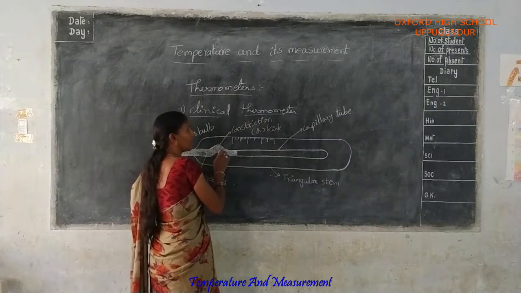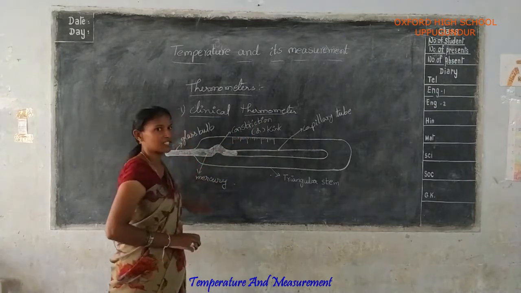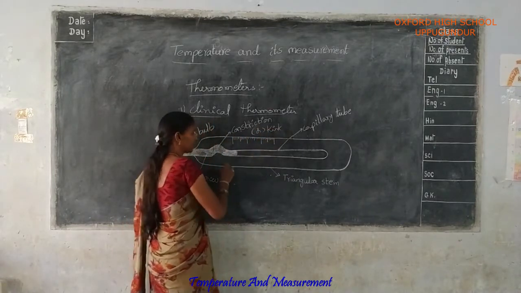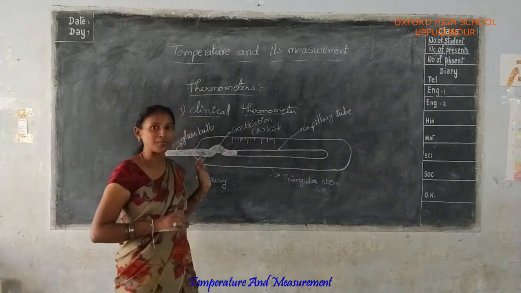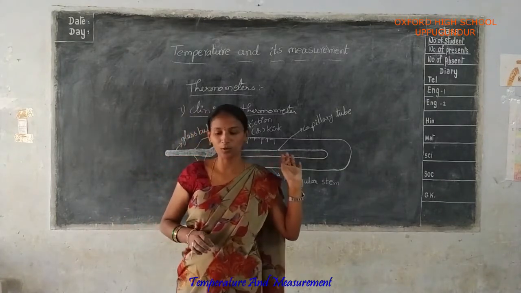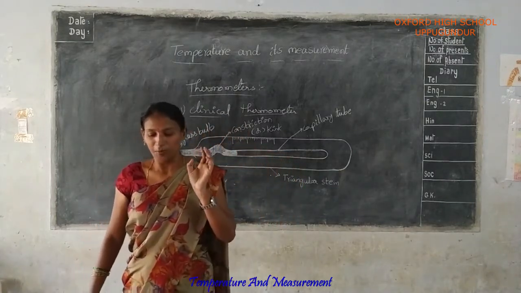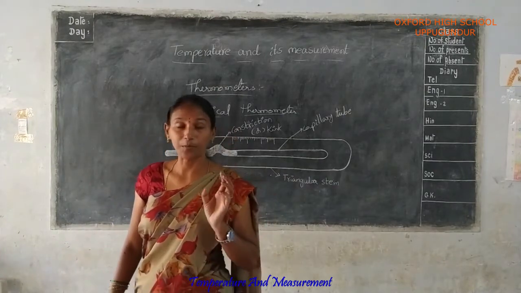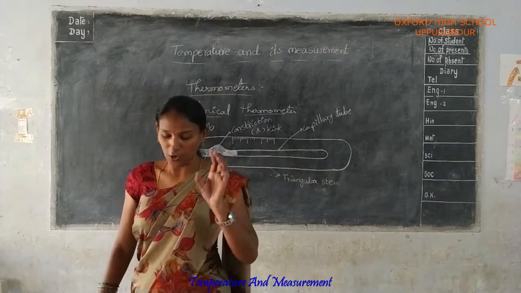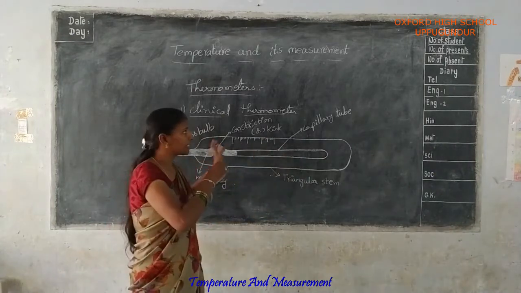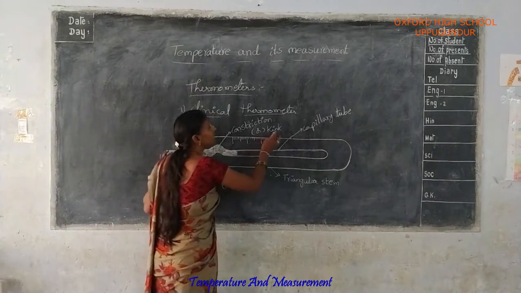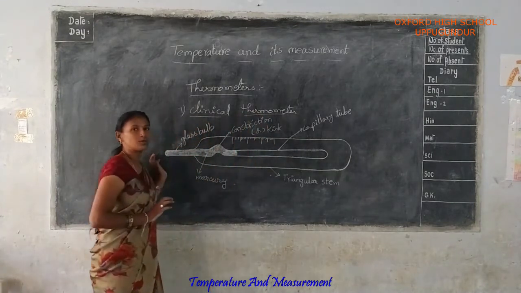This is the kink, and one more name is the constriction, or kink. So the kink is the main purpose in using a clinical thermometer. The kink prevents the mercury level from falling on its own. So that's why you are mainly using a kink in a clinical thermometer only.